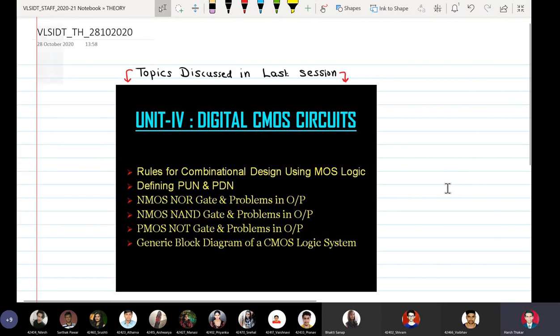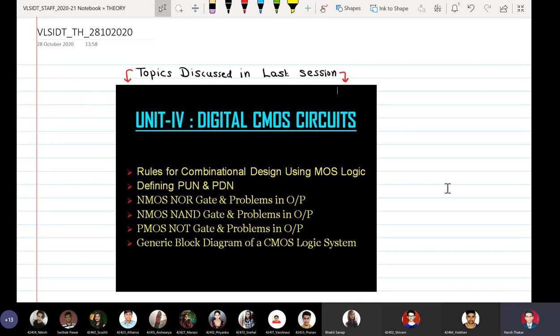Okay, so yesterday's session we discussed the following topics. We continued framing additional rules for combinational design using MOS logic. We also defined what is pull-up network and pull-down network. Then we made the transistor level schematics for NMOS NOR gate, and also concluded about the problems in the output. Then we made the transistor level schematic for NMOS NAND gate and also discussed problems in the output.